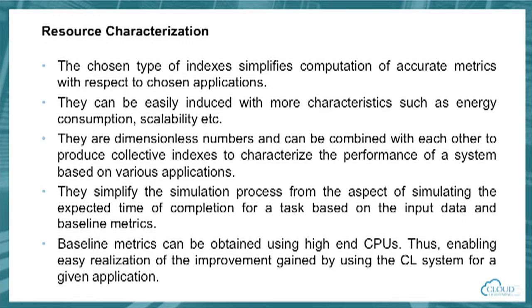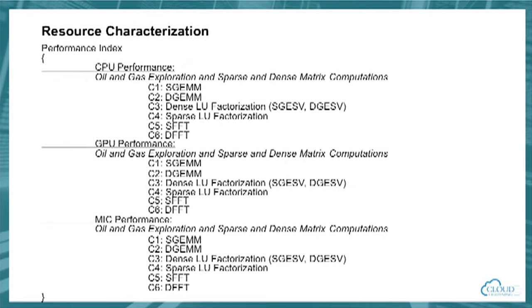Moreover, using these differential metrics, we can easily simulate tasks, because with these metrics, we know how much faster is something relative to something else. So if we use a CPU as a baseline, which will always have a performance index that will be, because it's a baseline, equal to one, we can easily evaluate the improvement of using a GPU or a MIC or a DFE in the simulation. An example of such a performance index for the oil and gas exploration is given here for three different types of hardware.